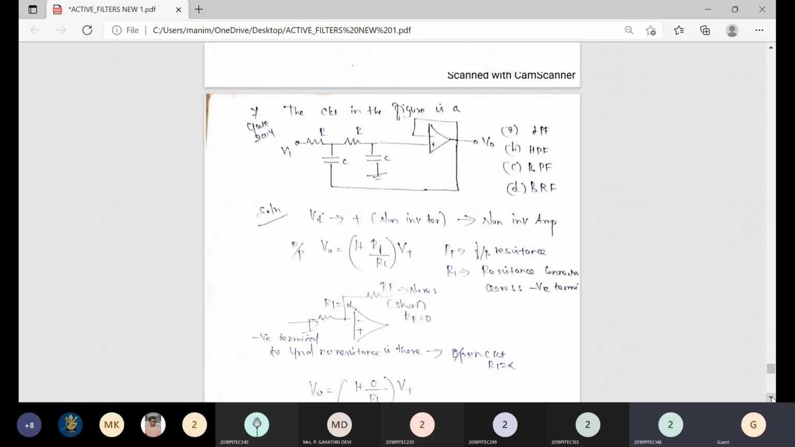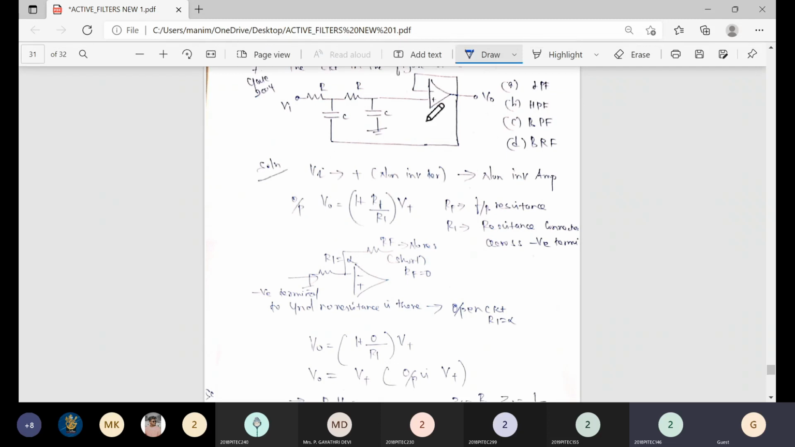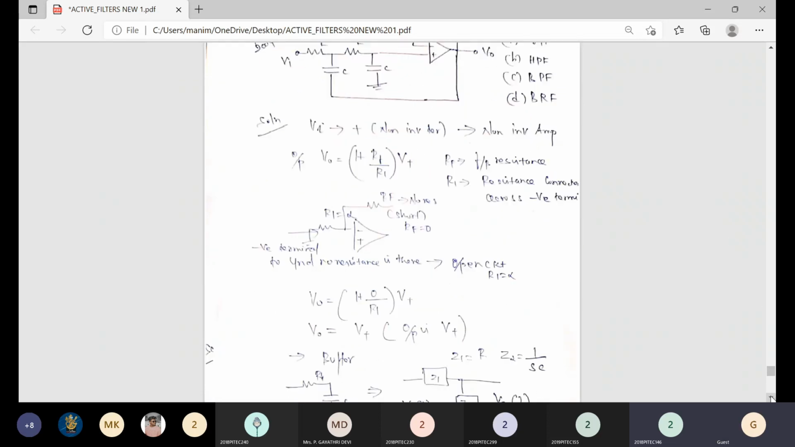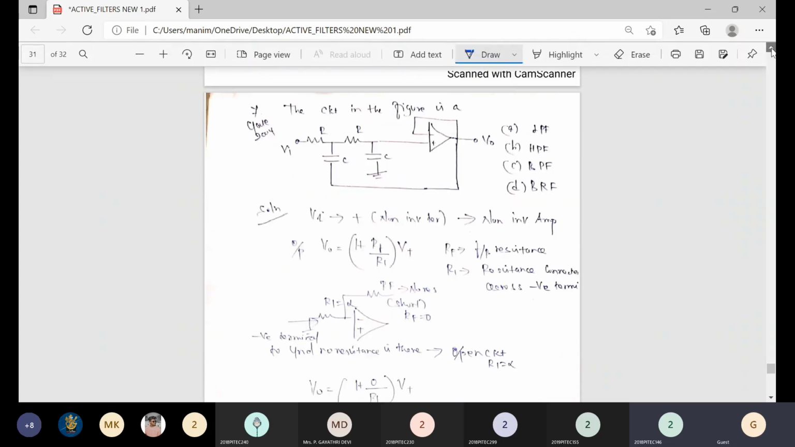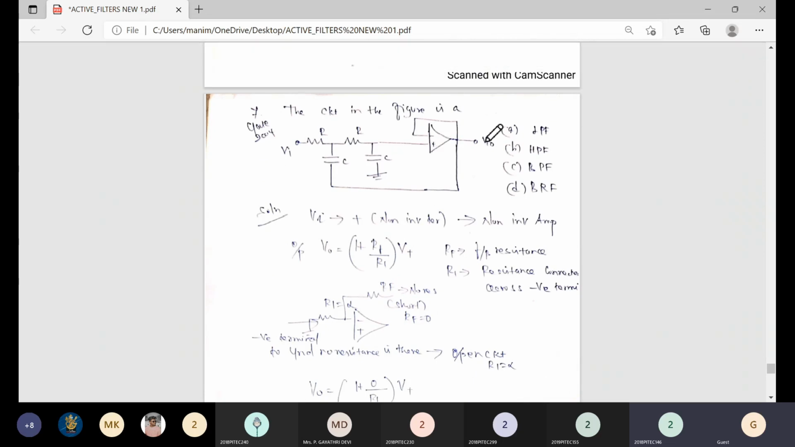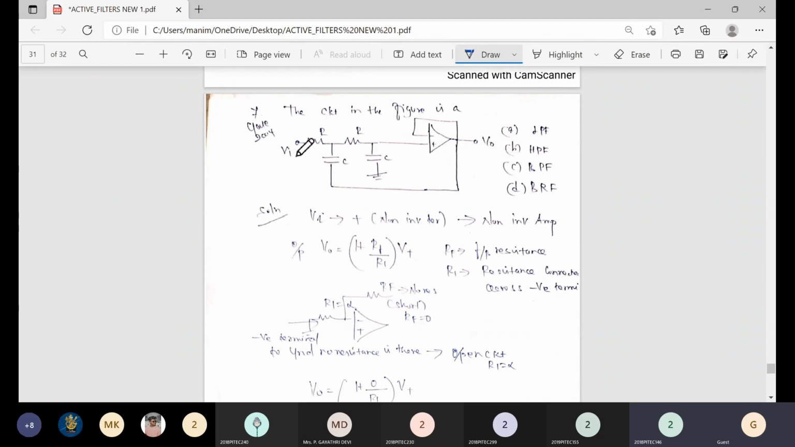So what is the output voltage? Correlating the given circuit with the non-inverting amplifier, RF equals 0 and R1 is infinite. So V0 equals 0 divided by R1, and we get V plus. The output voltage equals V plus, whatever is given to the non-inverting terminal. So the output voltage is the same as the input voltage: V0 equals Vin, that is V plus.